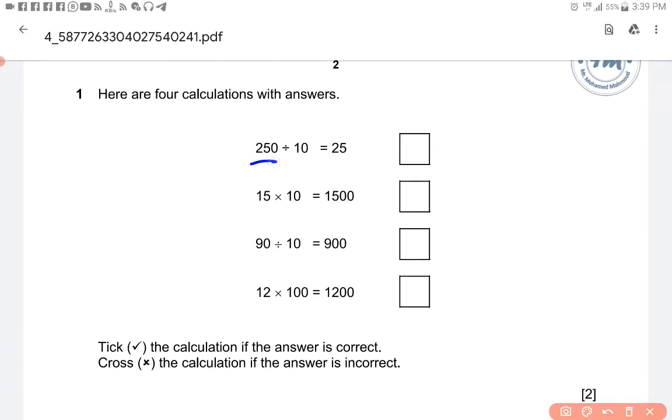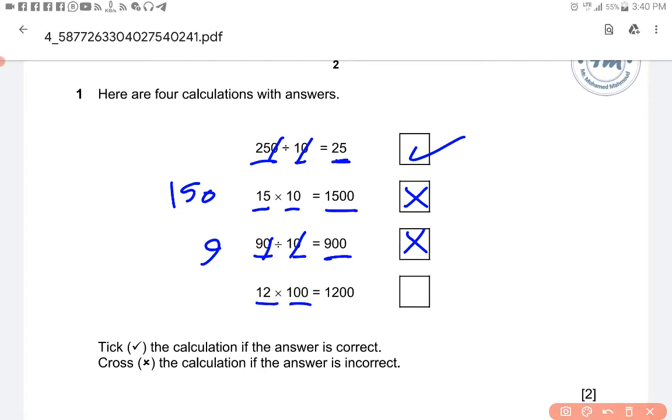See the first question, 250 divided by 10. If you divide two numbers with zeros, you will cancel 0 from here and 0 from here. Now it will be 25 divided by 1. It will be 25, so it's right. 15 times 10 equals 150, and here 1,500, so it's wrong. 90 divided by 10, cancel 0 from here and here. 9 divided by 1 equal 9, and here 900, so it's wrong. 12 times 100 equal 1,200, it's right.